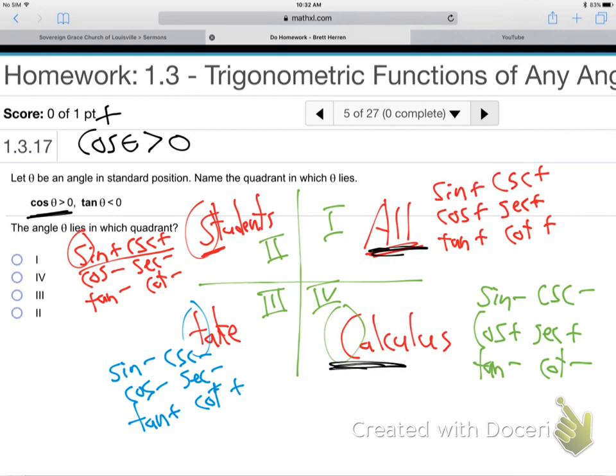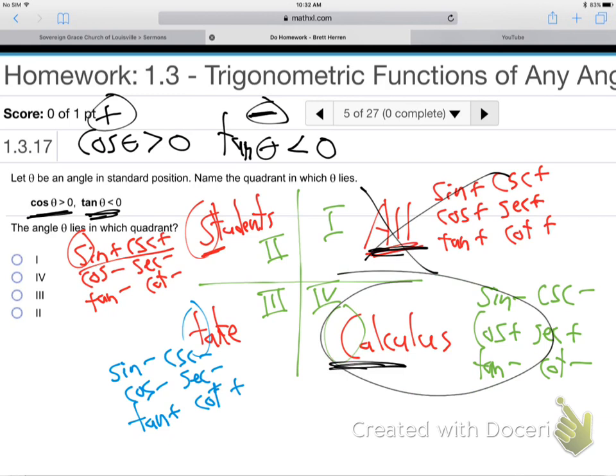You with me? Cosine's positive. Cosine and all are positive. So it's one of those 2. Those are the only 2 places cosine's positive. Right? And then they tell me, what do they say about tangent? Tangent, wherever you're at, that the tangent there is less than 0. What does less than 0 mean? Negative. Tangent's negative. Well, that means they're not all positive, because tangent ain't positive. So we're in quadrant 4.